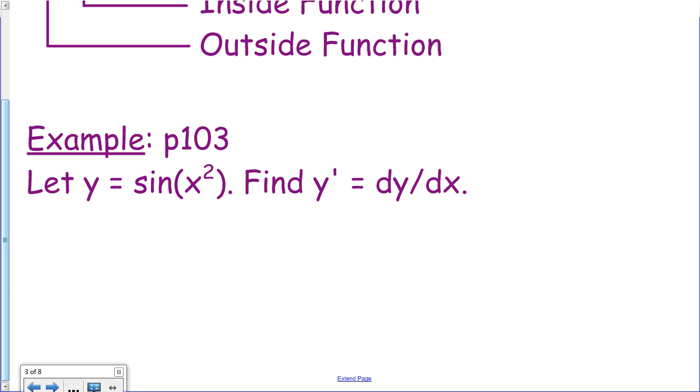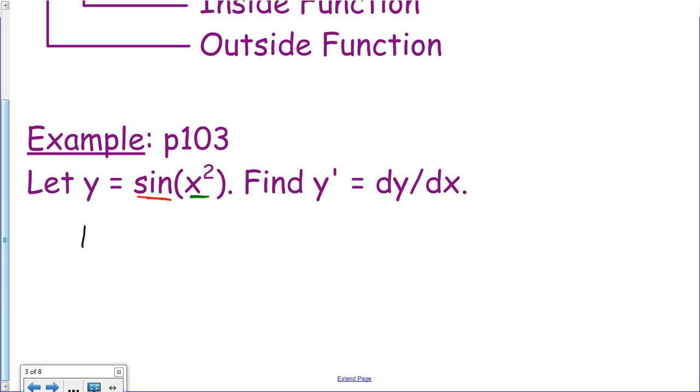All right, so we have: let y equal sine of x squared. Notice you've got a composite function there. You've got x squared as your inside function, and you've got sine, which is your outside function. And it says find y prime, or that's dy dx. Okay? All right, so to start off with this, we're going to change this problem just a little bit, or rewrite it, I should say. Obviously, I can't change it, otherwise I would have a different problem. But I'm going to rewrite it.